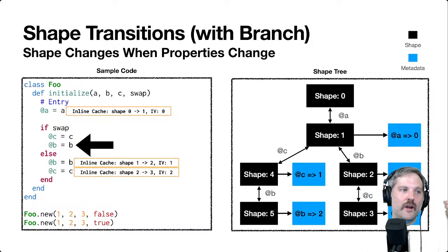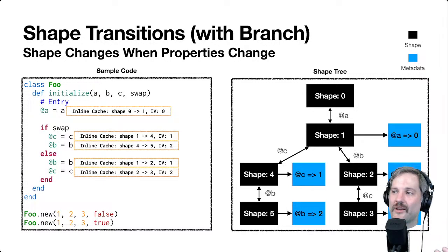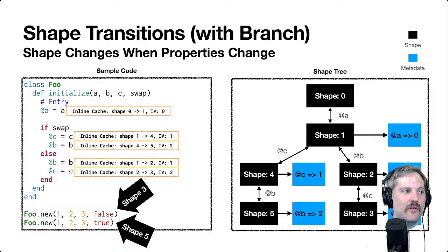So we'll go here, we'll create C goes to shape 4, B goes to shape 5, and we cache all of these values. If we were to look at the shape ID of these two objects after we've executed these, this first instance will be shape ID 3, the second instance will be shape ID 5. And the important thing here is that what matters is the order that we set the instance variables on the object.